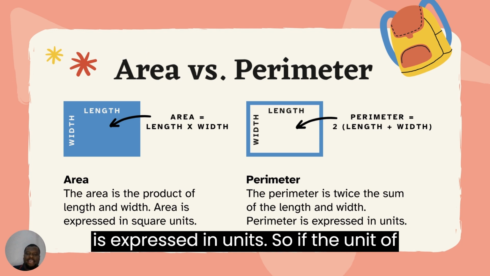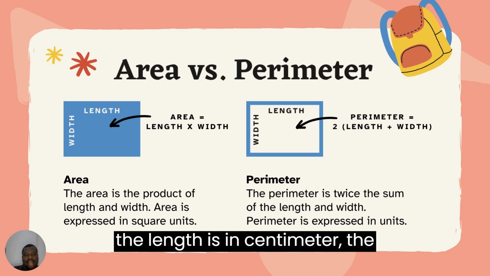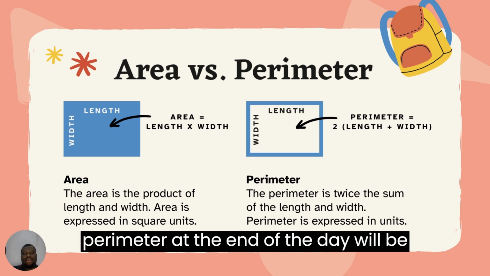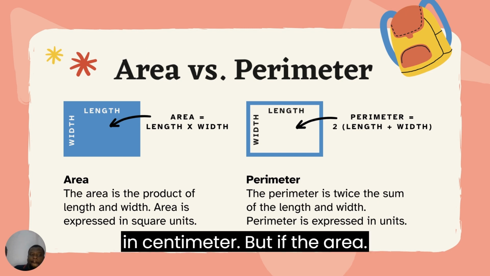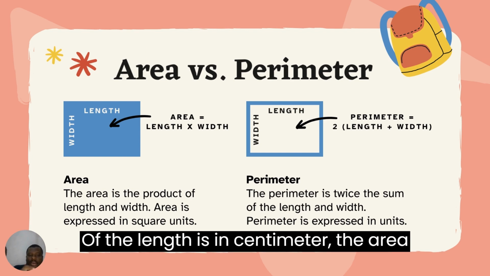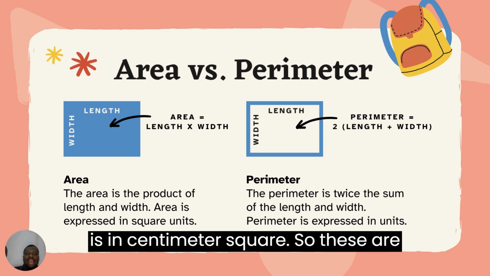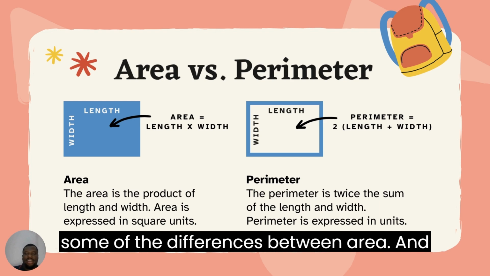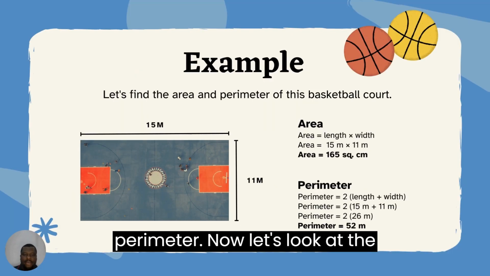So perimeter is expressed in units. If the unit of the length is in centimeters, the perimeter at the end of the day will be in centimeters. But for the area, if the unit of the length is in centimeters, the area is in centimeters squared. So these are some of the differences between area and perimeter.